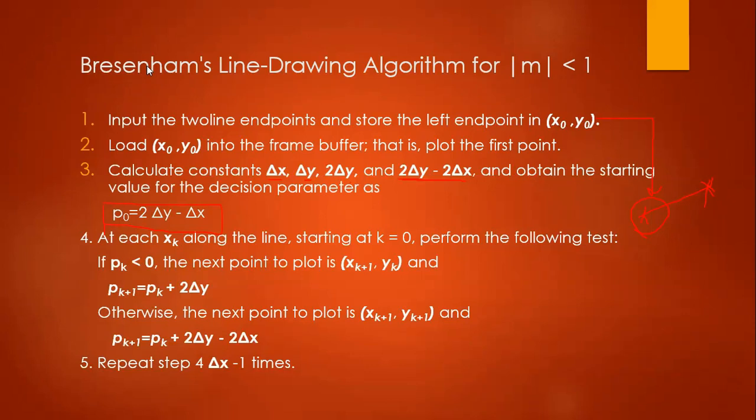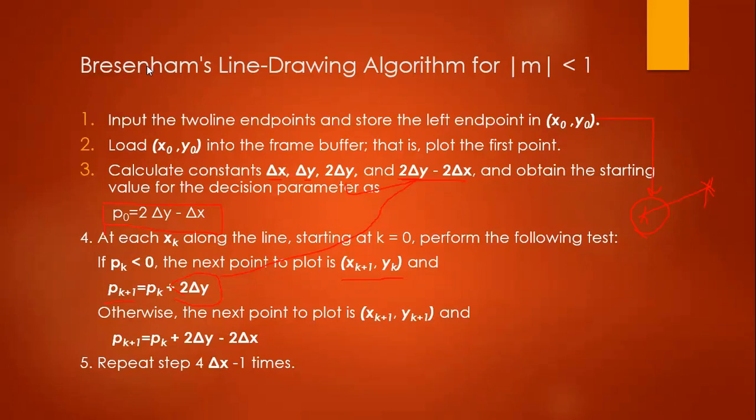So if pk is less than 0, you are going to increment k and get the values there. If pk is less than 0, the next point plotted is xk plus 1 comma yk, and the pk value will be changed to pk plus 1 is equal to pk plus 2 delta y. This 2 delta y we already calculated earlier, so the same value is taken for the next calculations.